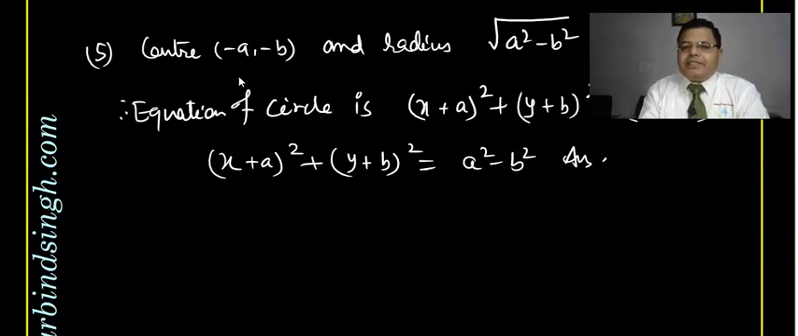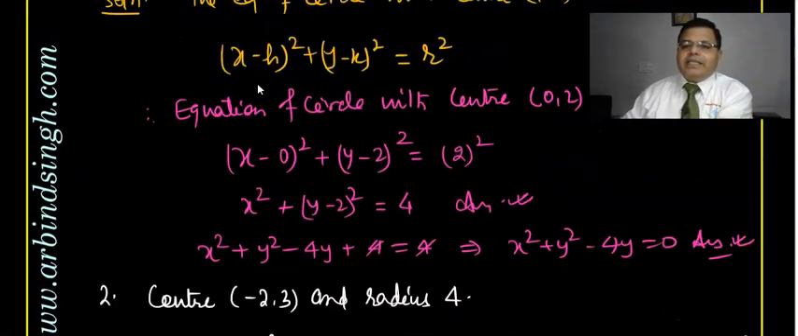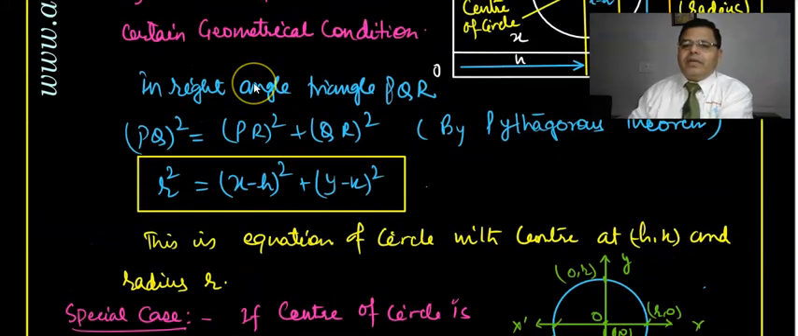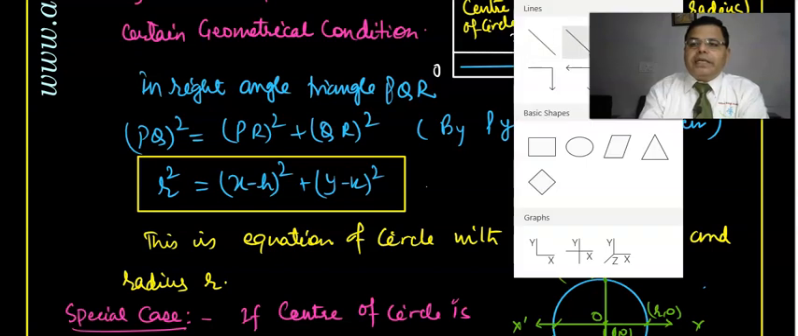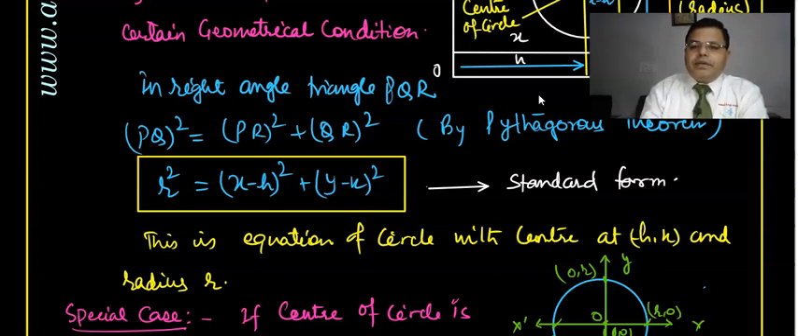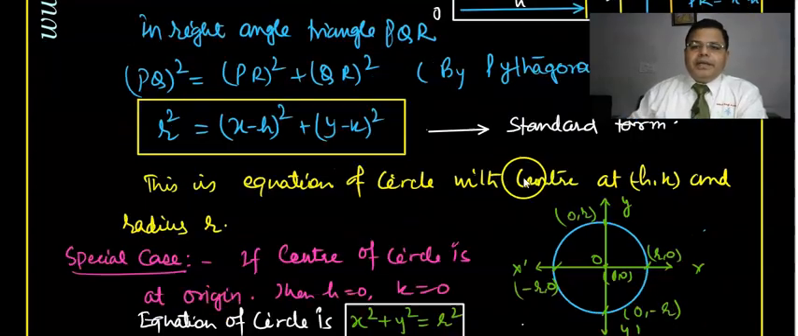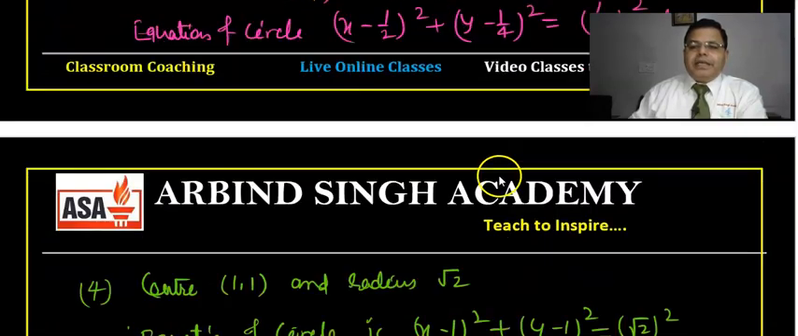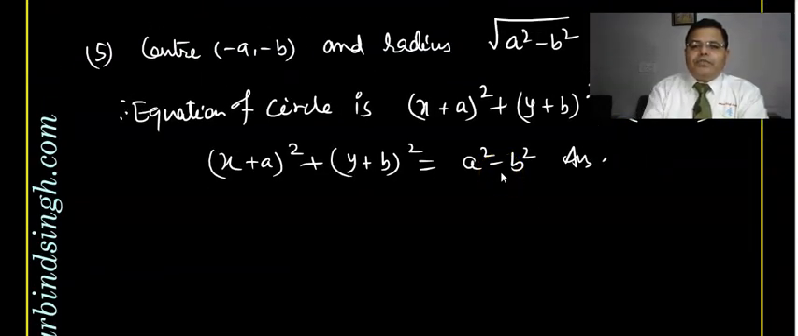But that is also a standard form, so you can write in this form as well. The standard form is (x minus h) whole square plus (y minus k) whole square is equal to r square. That is the standard form of the equation of a circle. And here, if I write x square plus y square plus 2gx plus 2fy plus c, then it is called the general form. I'll discuss that after some time. I hope you got it.